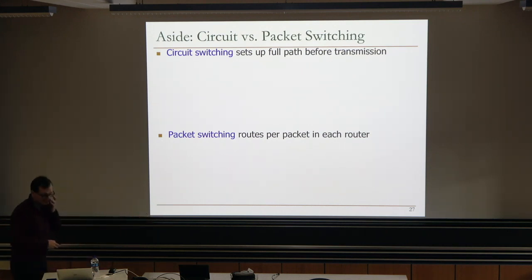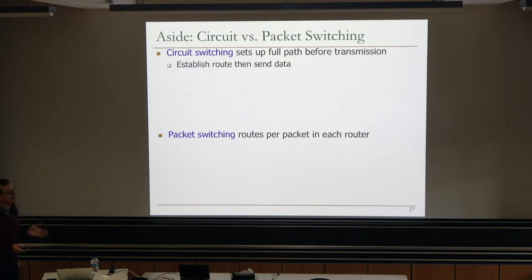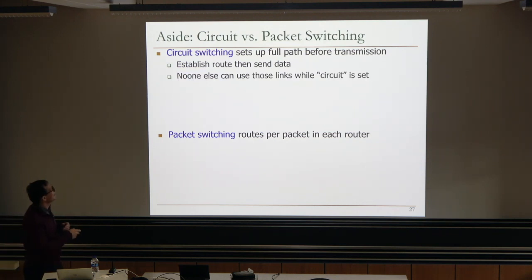And for good reason. Okay, let's go back to the fundamentals over here. Circuit switching sets up the full path before transmission, so that the transmission happens like a direct link. You establish the route and then send the data. And no one else can use those links while the circuit is set, because it's essentially a direct link. It's actually a very good abstraction. Direct link between nodes X and Y. No one else has access to that link.